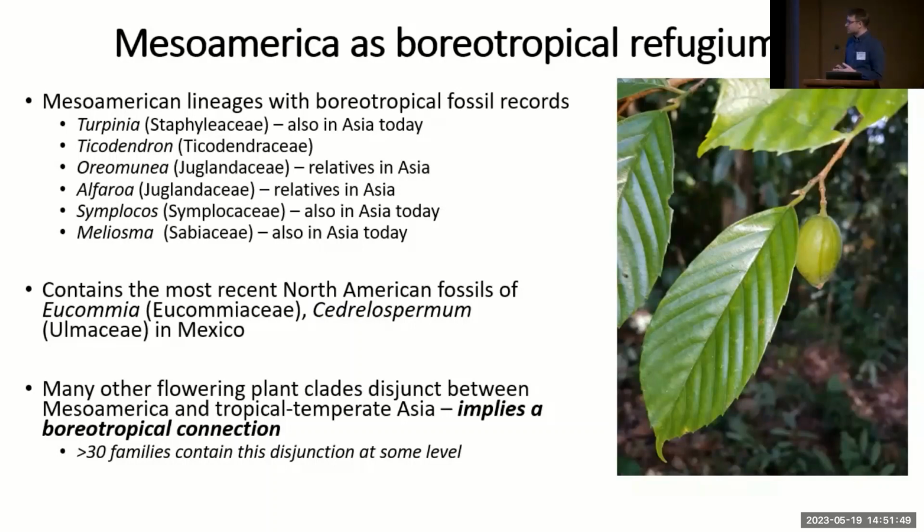And then in general, there are quite a few flowering plant clades that are disjunct between Mesoamerica and temperate tropical Asia. This is a disjunction pattern that hasn't been that well studied, and it probably implies a boreotropical connection. I should also say that the fossil record of Mexico, I'll mention this later as well, is very poorly studied, but it deserves more attention because Mesoamerica serves as a geographic corridor between North and South America. I think it has a lot to tell us about plant migrations between those regions and across the Northern Hemisphere.